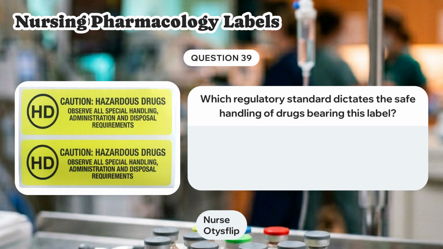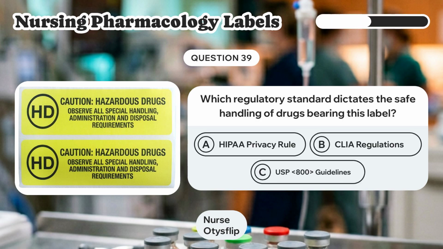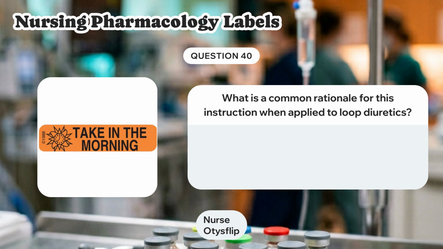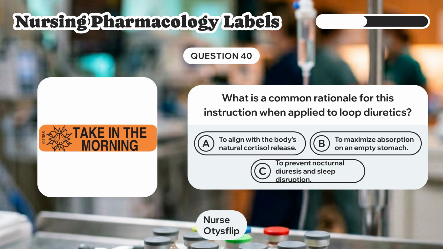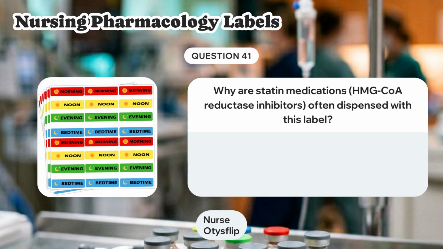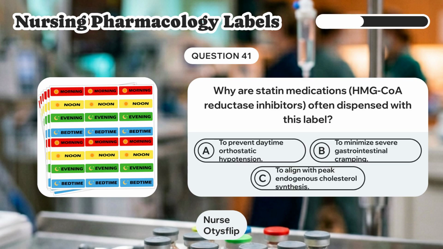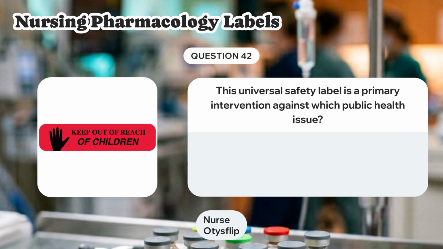Which regulatory standard dictates the safe handling of drugs bearing this label? What is a common rationale for this instruction when applied to loop diuretics? Why are statin medications, HMG-CoA reductase inhibitors, often dispensed with this label? This universal safety label is a primary intervention against which public health issue?